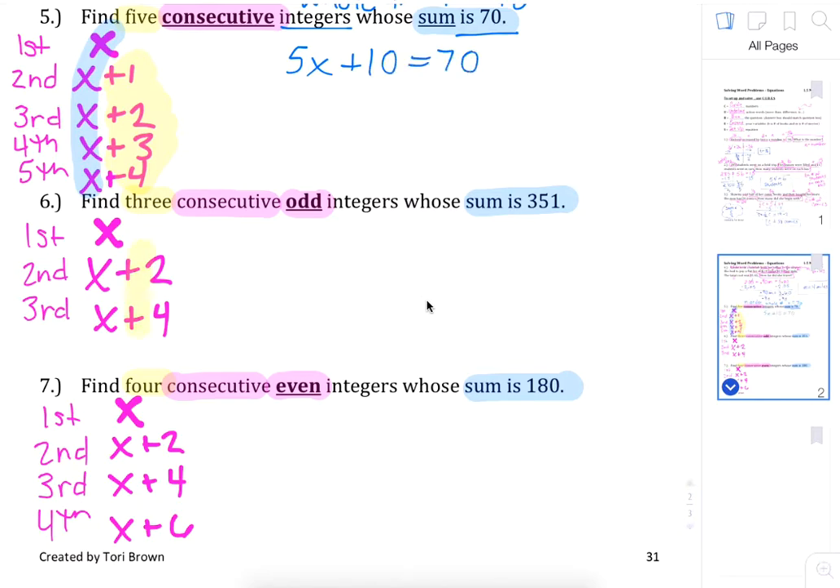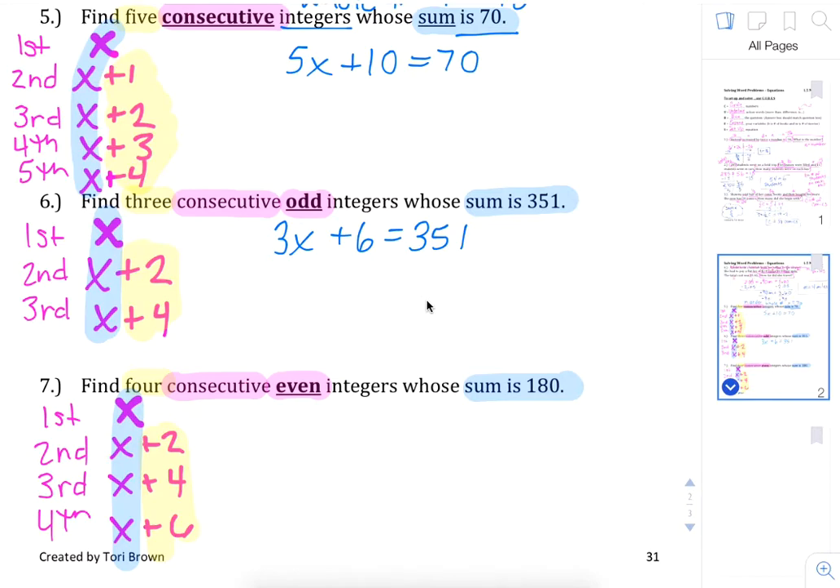Let's try the next one. We're going to add up the numbers, add up the x's. So on problem 6, I have 3 x's. 2 plus 4 is 6. Total is going to be 351. Okay? Now these are not tricky equations to solve. It's just a little tricky to set them up.